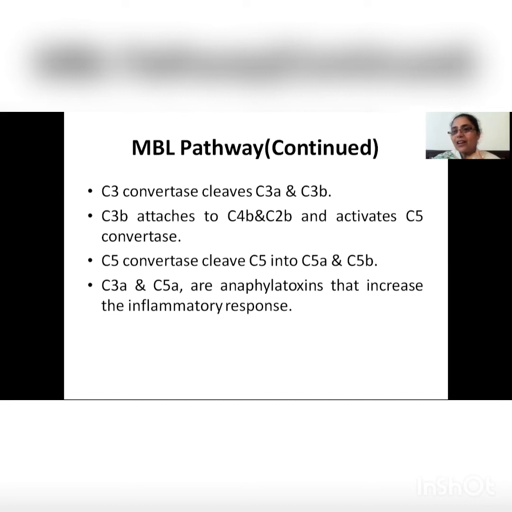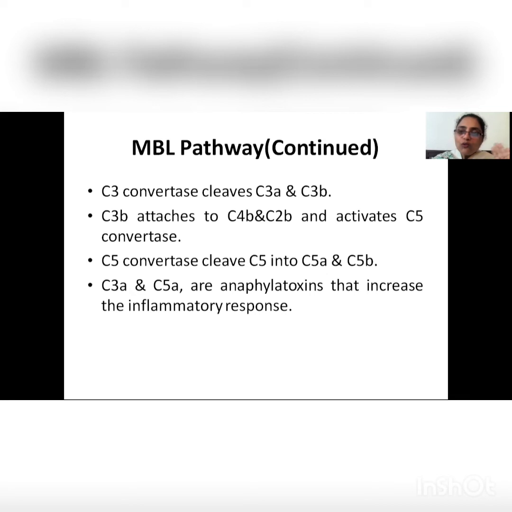Once C3 convertase gets activated, the mannose binding lectin pathway also follows the same pathway that was followed by the classical one. The only thing is, the classical pathway was activated when antigen antibody complexes were formed. In this case, this group of collectins directly goes and attaches to the pathogen, and then they activate complements. So in this case, there is no role of C1. That is the difference between the classical pathway and the mannose binding pathway.